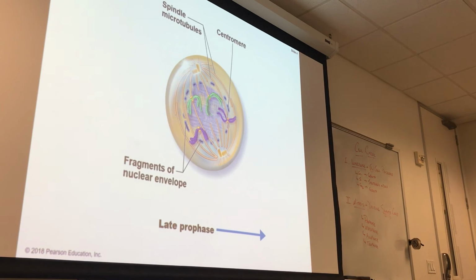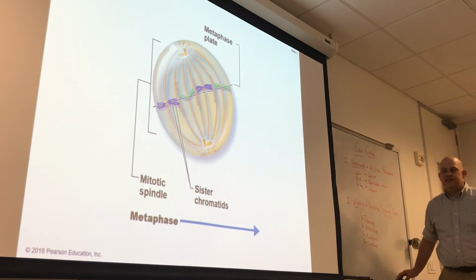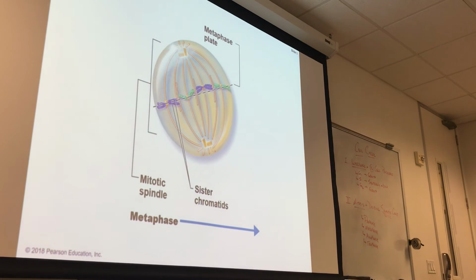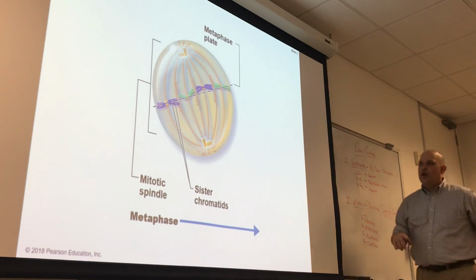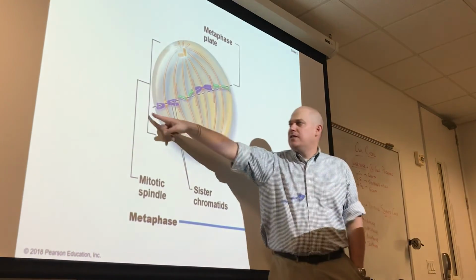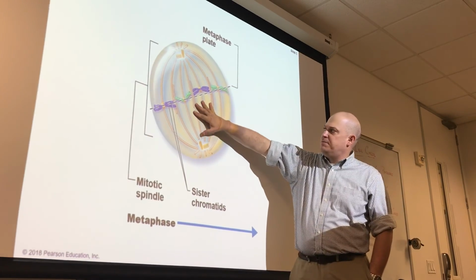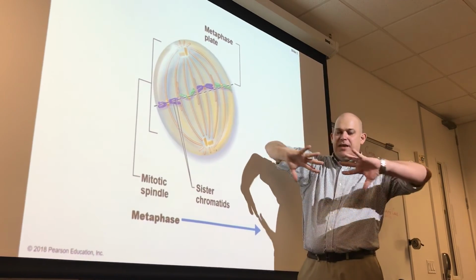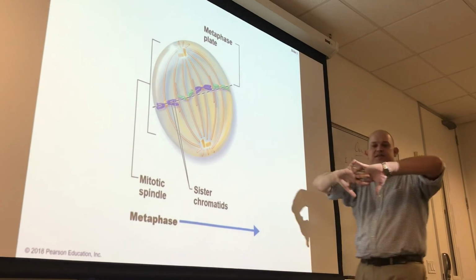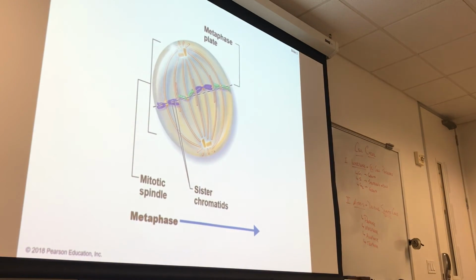Everybody cool with that? From there, the cell is going to move into the next phase of mitosis, which is known as metaphase. Metaphase is very, very simple. It's a very short phase in which we see all of the chromosomes lining up down the center of the cell. That is due to the fact that these mitotic spindle fibers, as they expand, push the chromosomes to the center of the cell and line them up. The lining up of these chromosomes is known as the metaphase plate.